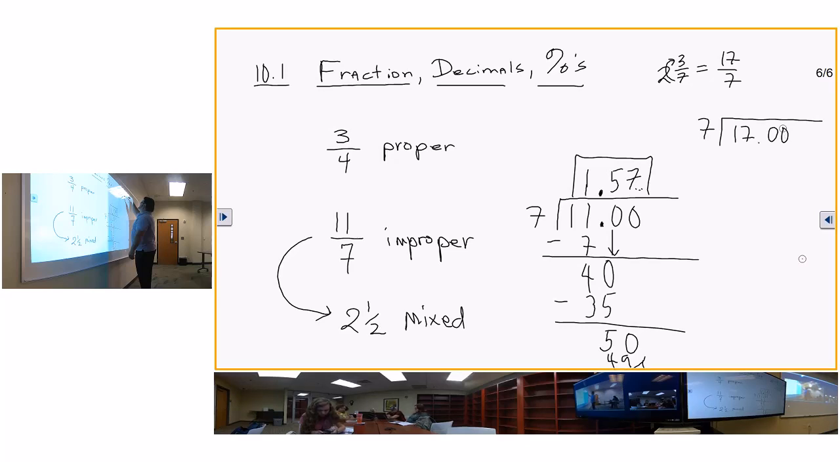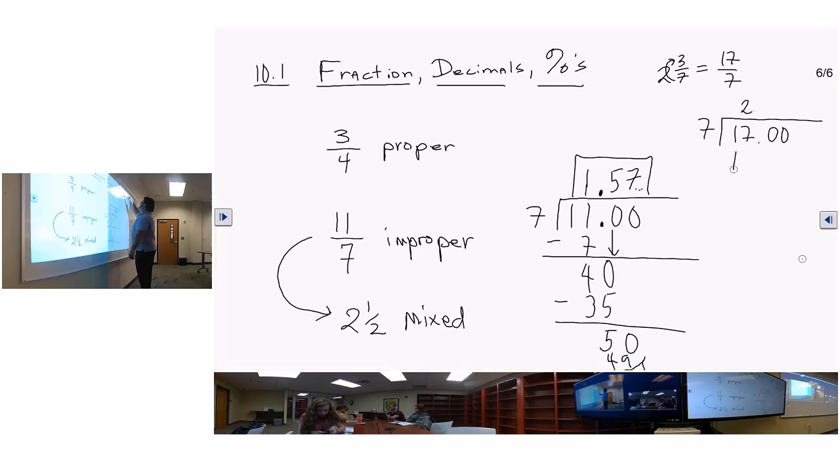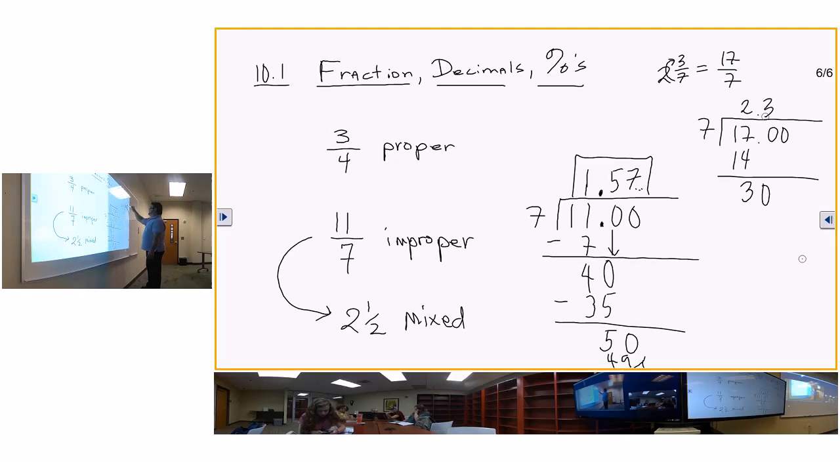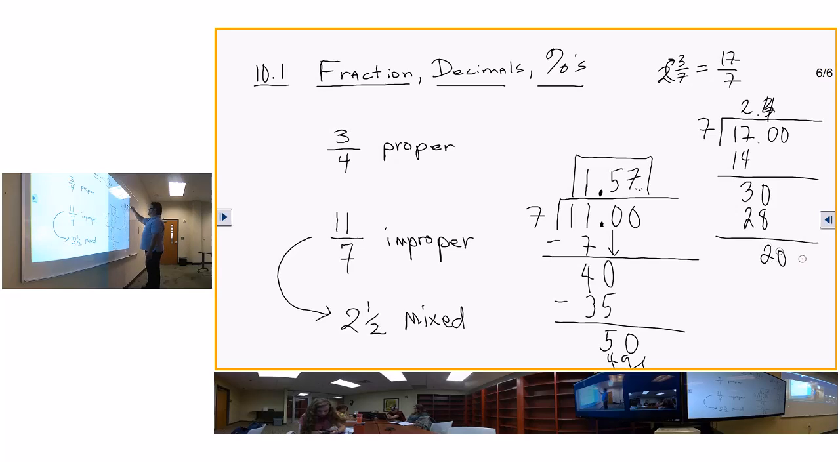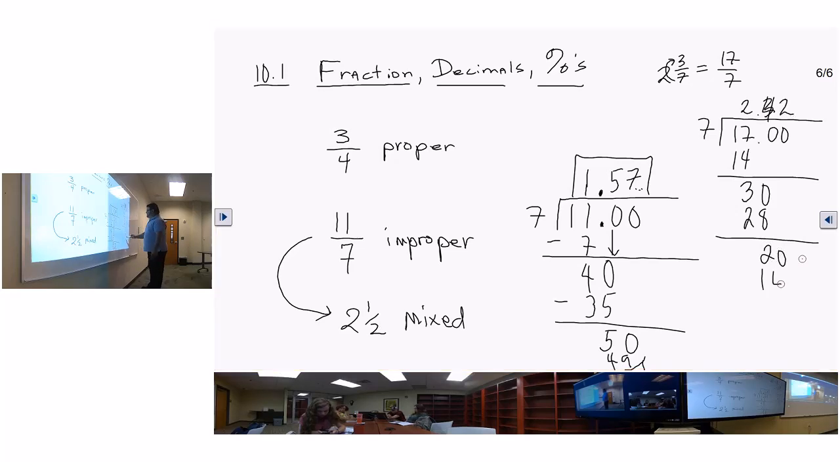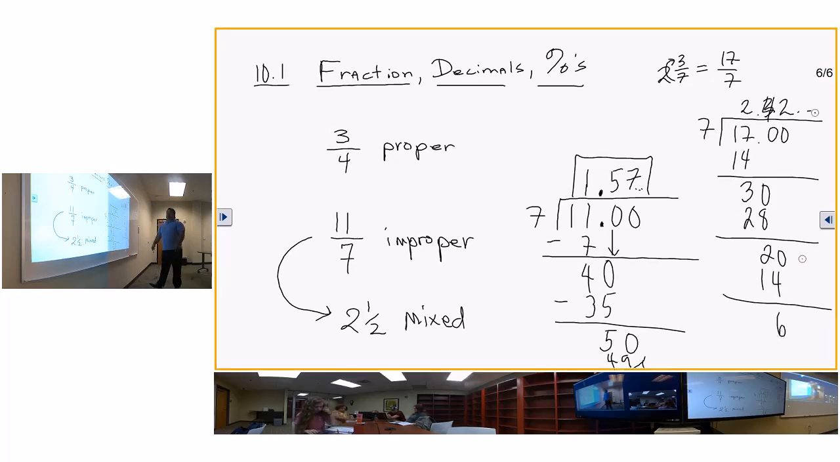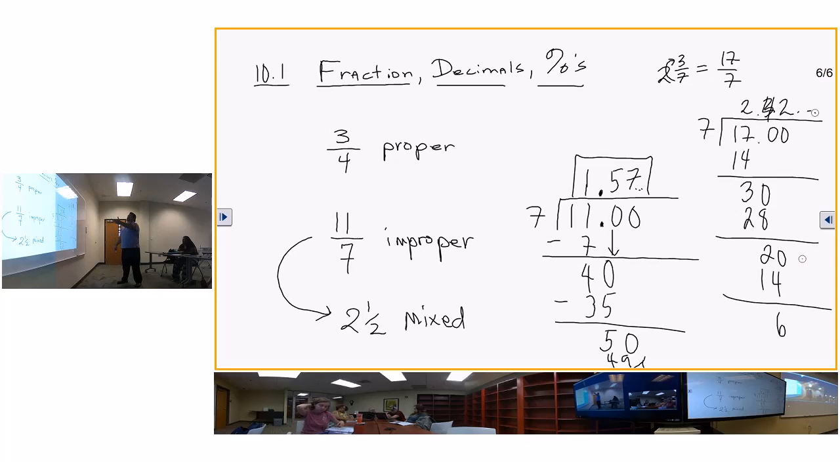7 will go in there 2 times. 14, that leaves a 30. 4 times is 28. 20, 2 times, 14. And of course it keeps going, 2.42. So 2 3/7 is 2.42, and it keeps on going.